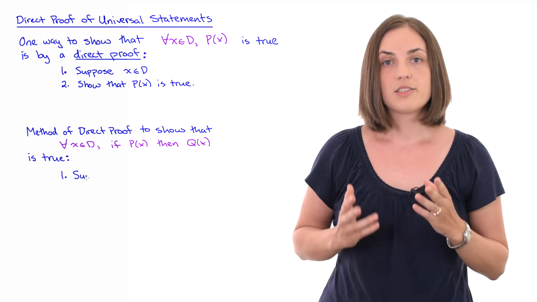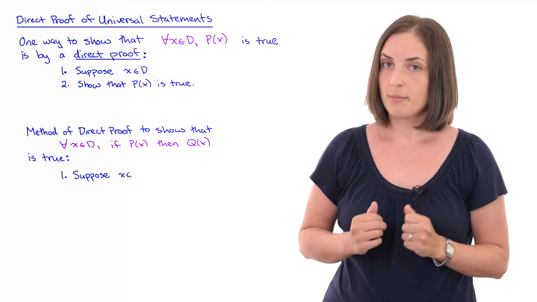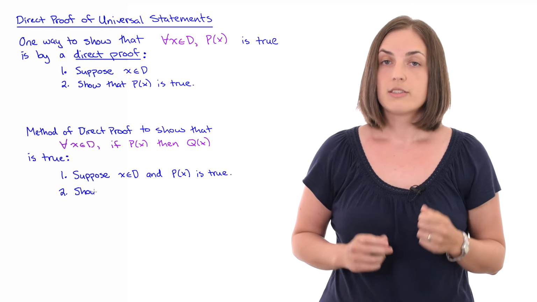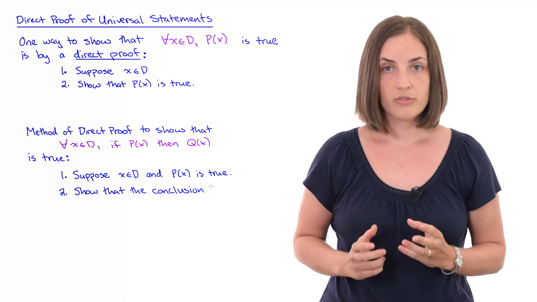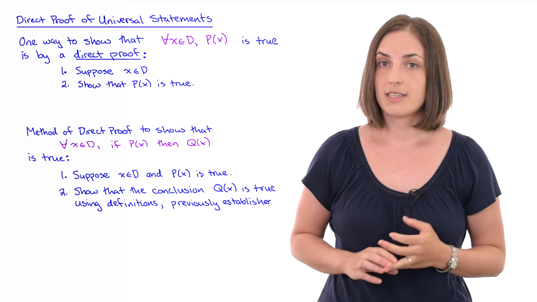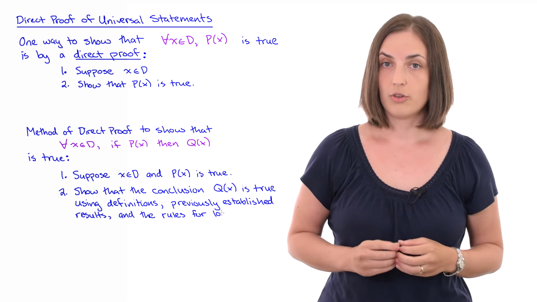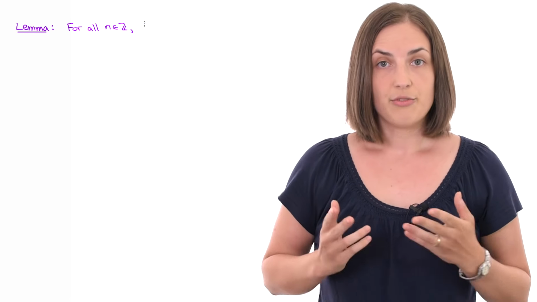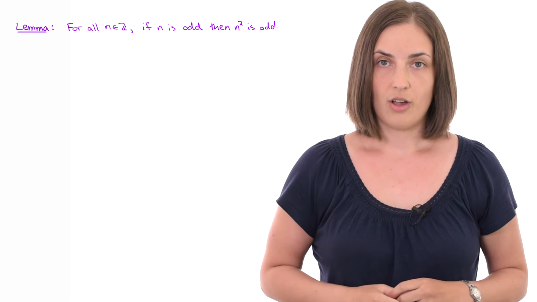Step 1 is to suppose that x is an element of D and P of x is true. Step 2 is to show that the conclusion Q of x is true, and this is done using definitions, previously established results, and the rules for logical inference. So now, let's prove a statement of this form using a direct proof. In particular, we will prove the lemma: for all integers n, if n is odd, then n squared is odd.